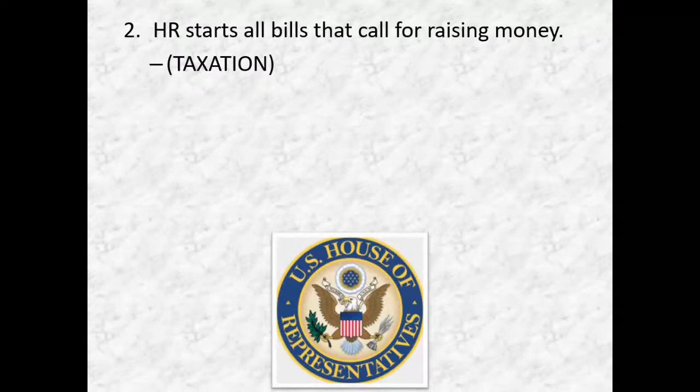Today, you do get to elect your senators. However, the power of starting a tax-related bill still rests with the House of Representatives.